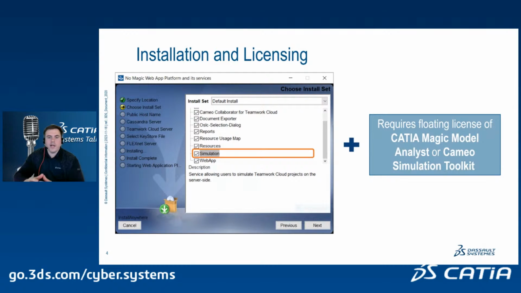And if we speak from the licensing point of view, you will need to have CATIA Magic Model Analyst or Cameo Simulation Toolkit licenses. But here we have an assumption that if you're building an executable model, you're going to have these licenses. So typically, this should not be an issue.